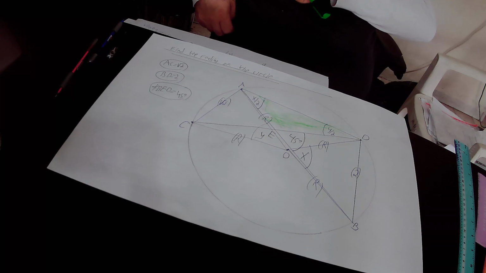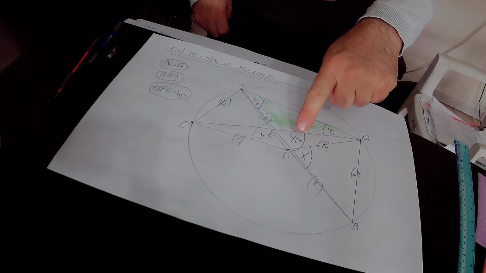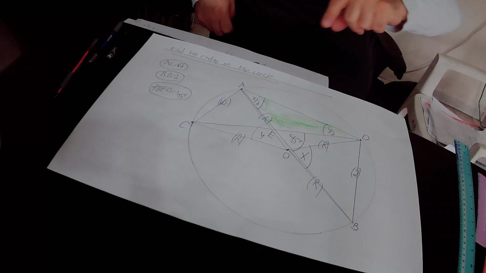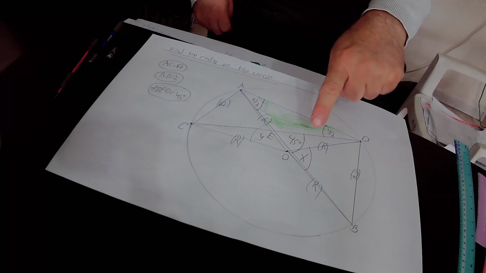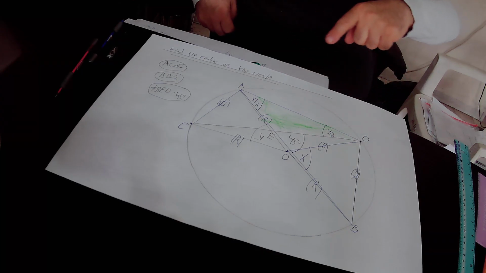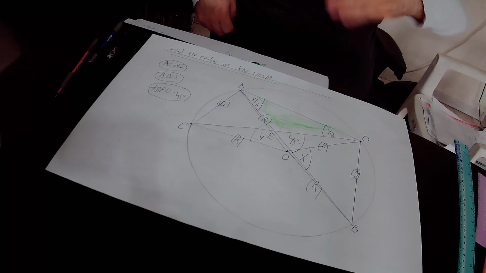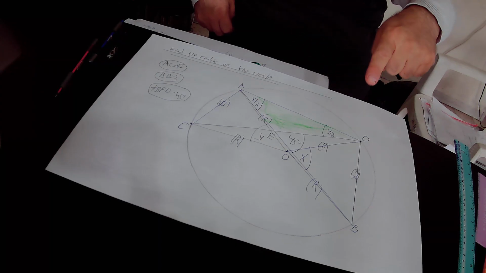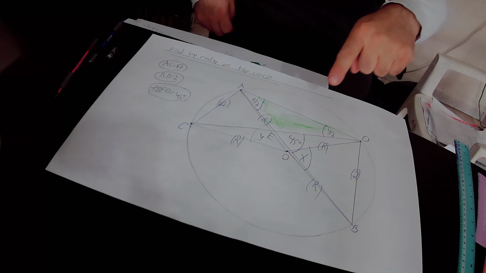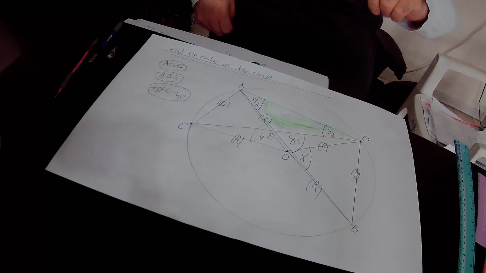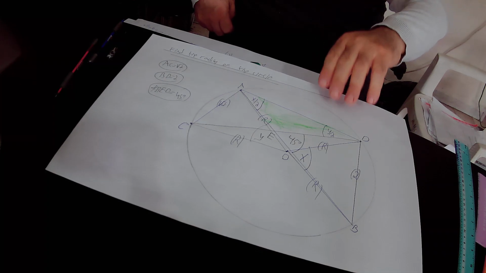Now we can implement here rule 4. According to rule 4, this angle 45 degrees equals the sum of the two angles that are not adjacent to it. This angle is adjacent to it, and the other two angles that are not adjacent to it are x over 2 and y over 2. And the sum of those two angles, x over 2 and y over 2, will be equal to 45 degrees according to rule 4.